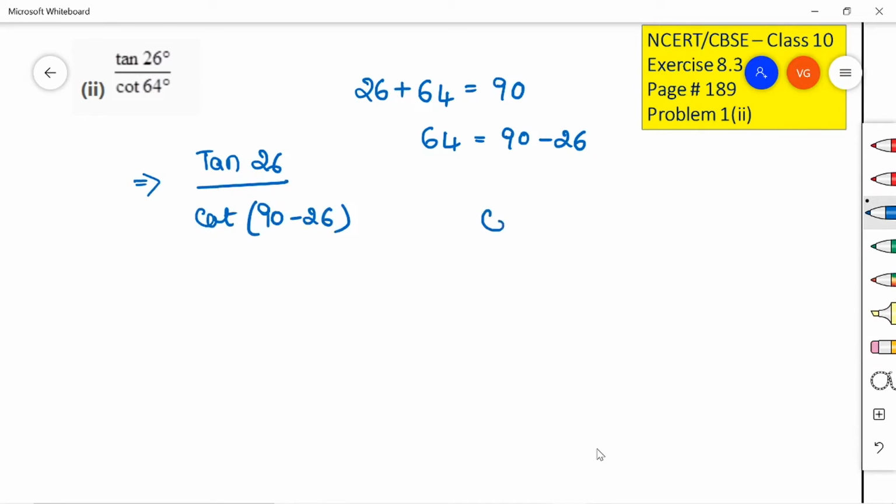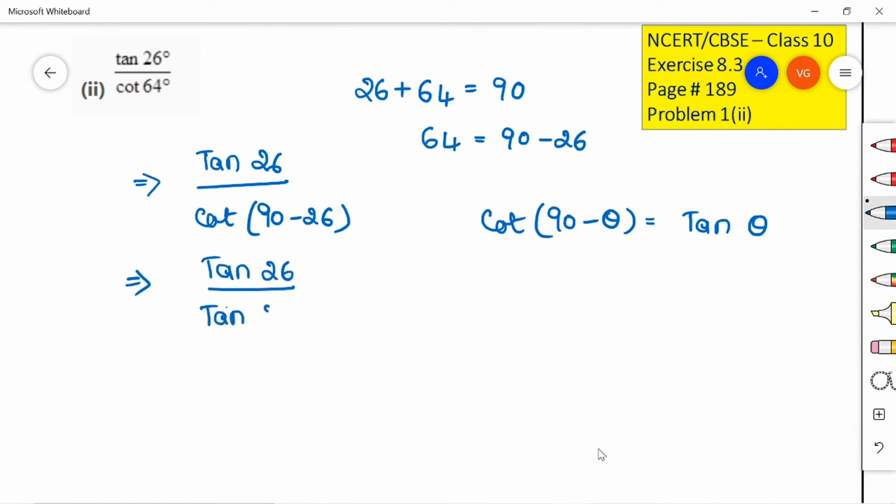So the denominator is of the form cot 90 minus theta, which is nothing but tan theta. Remember, tan and cot are complementary pairs. So here tan 26 divided by cot 90 minus theta, which is tan theta. So here cot 90 minus 26 is tan 26, which is nothing but 1.